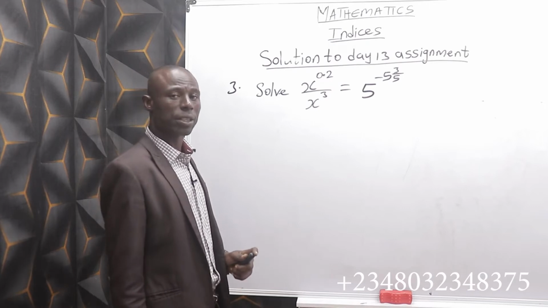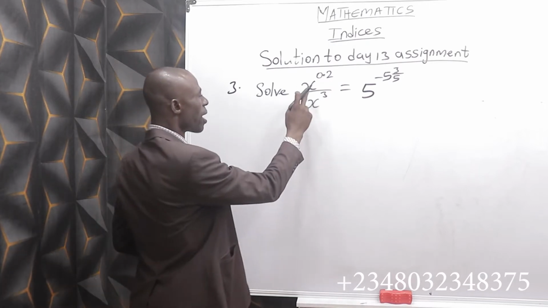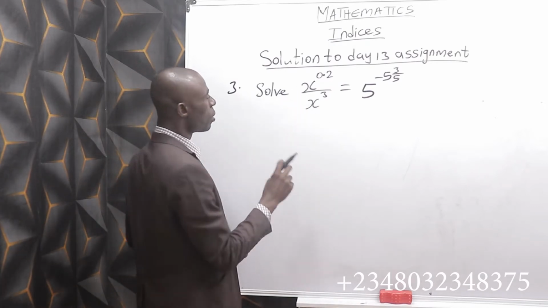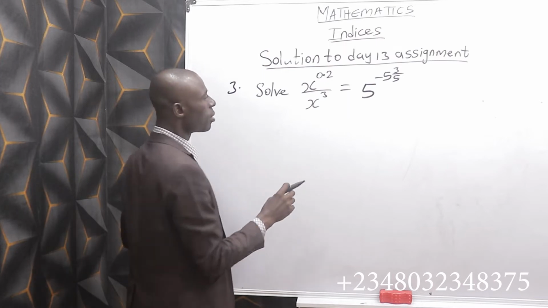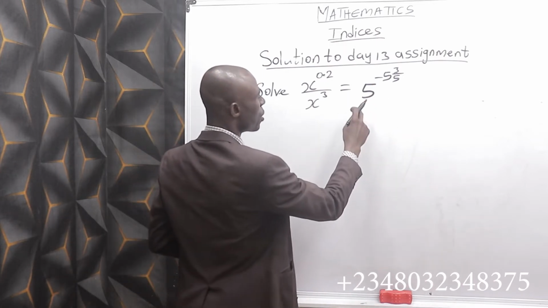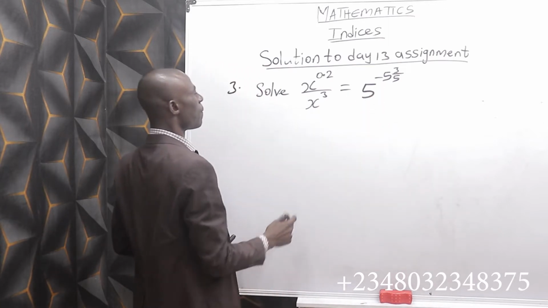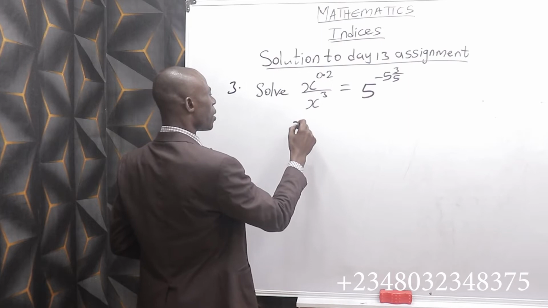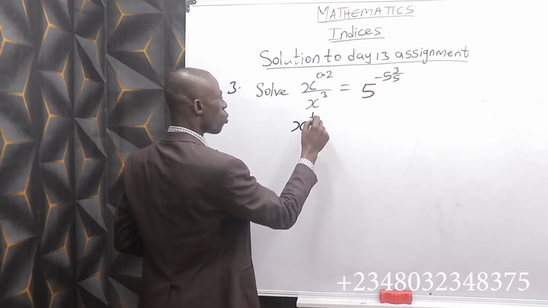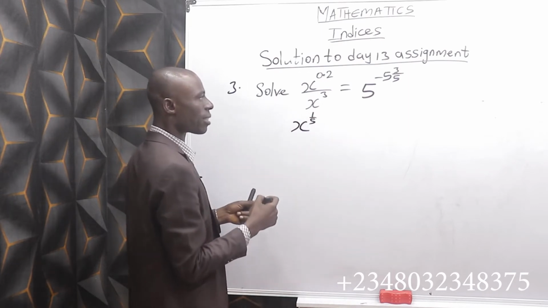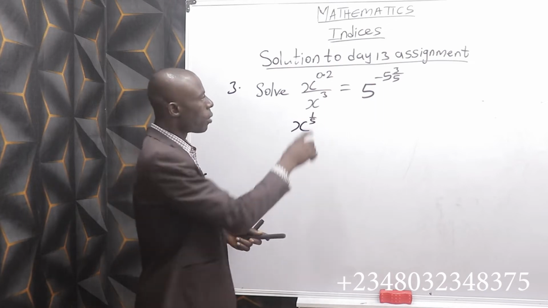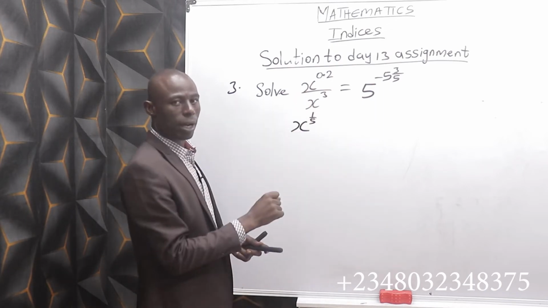Solution to question 3 in the assignment. Solve x raised to power 0.2 divided by x raised to power 3 equals 5 raised to power negative 5 whole number 3 over 5. Well, x raised to power 1 over 5 is another way of writing 0.2. 0.2 is 1 over 5.